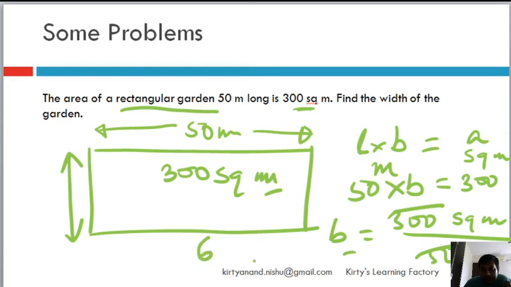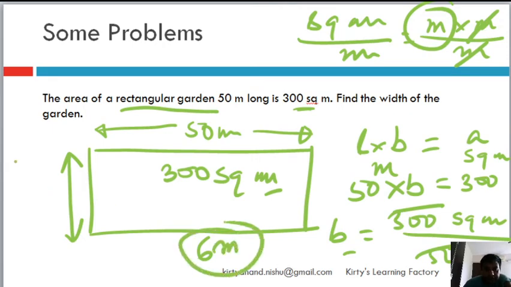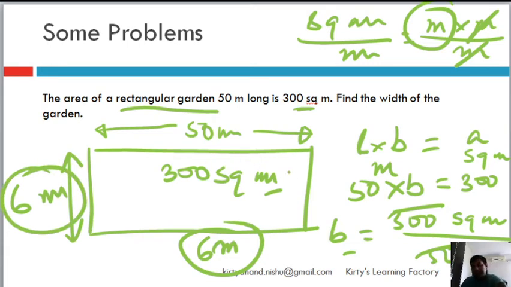Numbers will divide, it will become 6, and the unit is square meter area divided by meter. So square meter I told you is what? Meter into meter divided by meter. So 1 meter will cancel out the other one. What do you get? 6 meter. So therefore your width is 6 meter, right? So understand that area question, if the unit were not to be square meter, how would you have got the breadth as 6 meter or width as 6 meter? So keep the unit in mind, it is important.